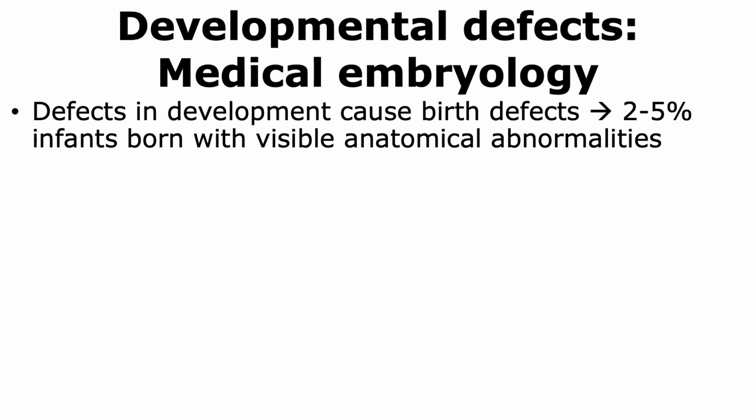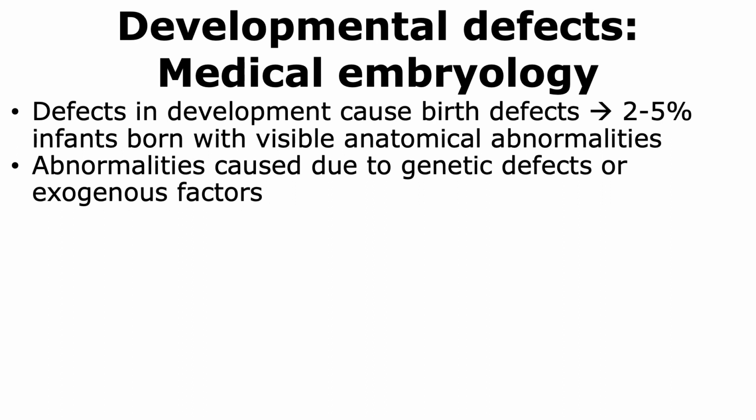Development is a very complex process that requires many different things to happen at the right time. And hence, there are defects that can happen during these developmental processes that result in birth defects. In the case of humans, approximately 2 to 5% of infants are born with visible anatomical abnormalities, which usually arise due to developmental defects.